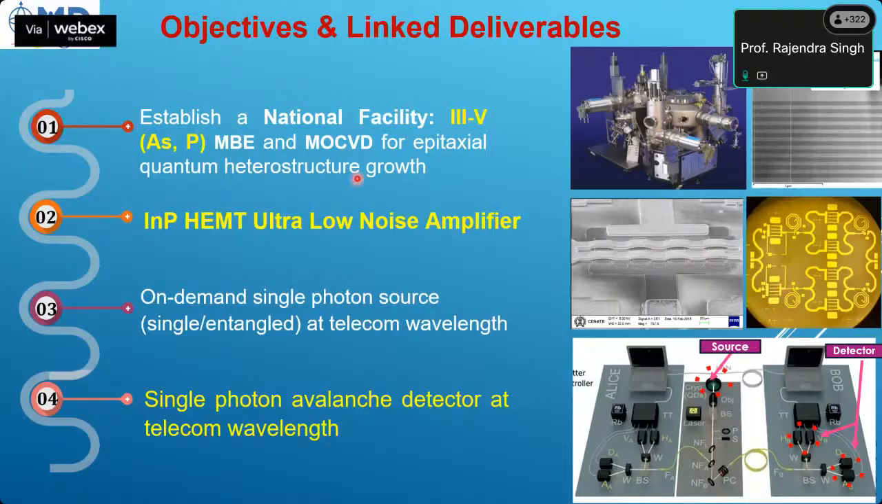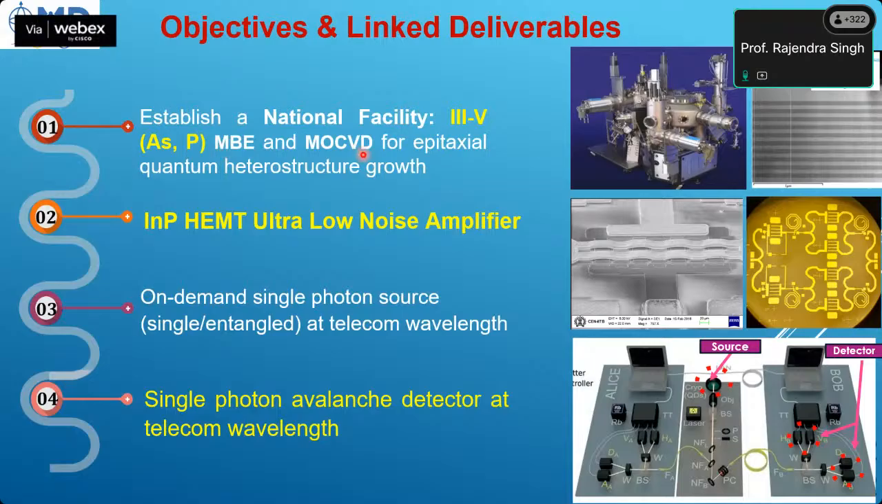So one of the objectives of our technology group, and the IIT Delhi hub, is to establish a national facility. This national facility is going to be a kind of 3-5 semiconductor foundry, in the sense that arsenic and phosphide based 3-5 compound semiconductors will be grown by molecular beam epitaxy and then metallo-organic chemical vapor deposition.